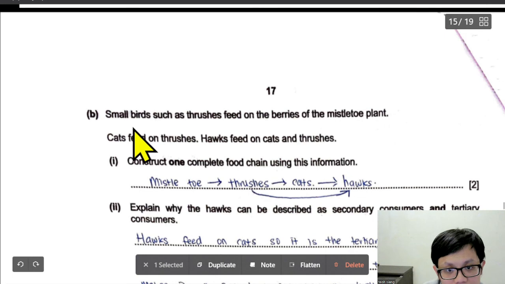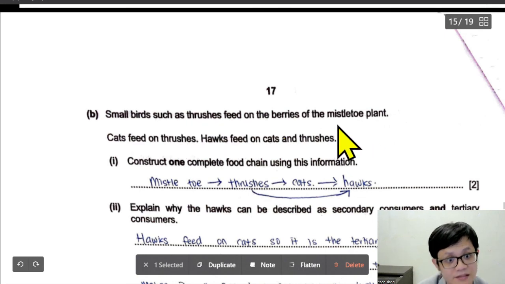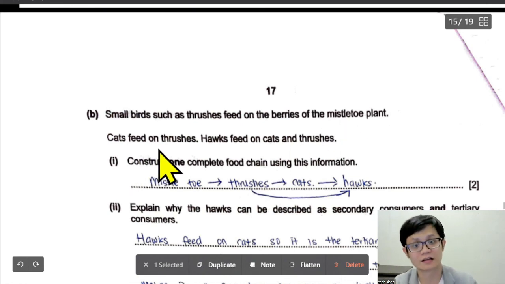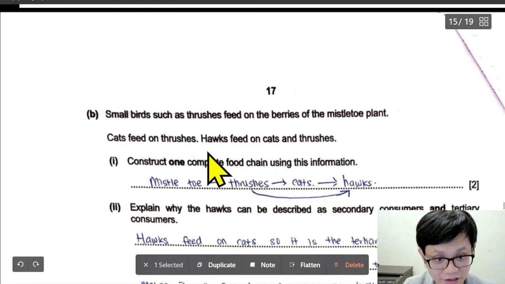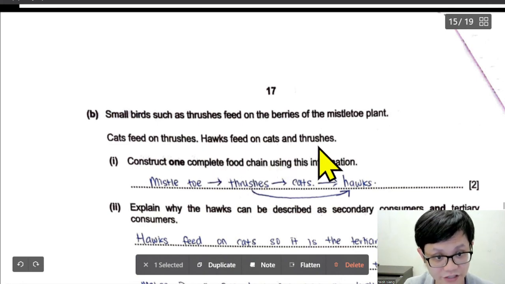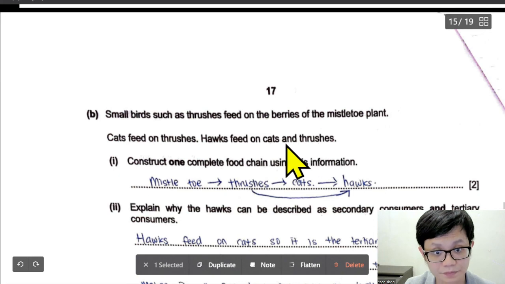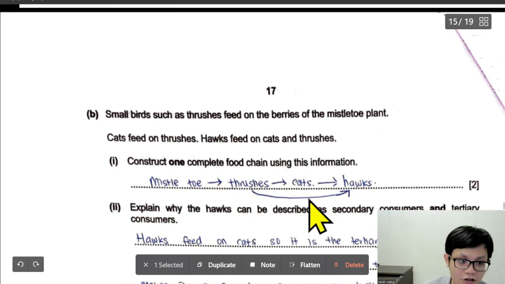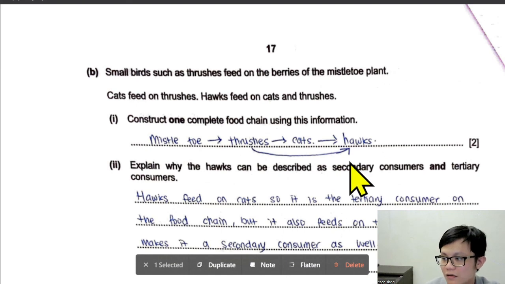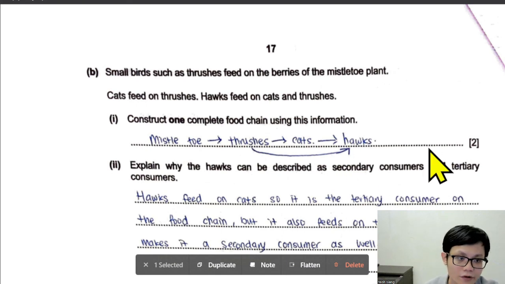Okay, small birds such as thrushes feed on berries on the mistletoe plant. Cats feed on the thrushes. Hawks feed on cat and the thrushes. Thrushes is the... Okay, so for this one, the student won't get any point. 0 point.